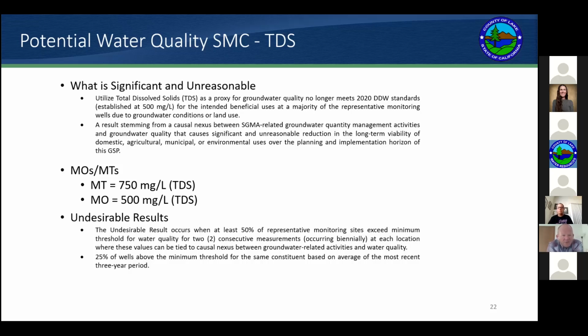Another option, the last bullet on this slide, is when 25% of the wells are above the MT for the same constituent, TDS, based on the average of the most recent 3-year period. So again, realizing we need to manage to the MT and the MO, we need to come up with some statements at some point that address what we consider undesirable.